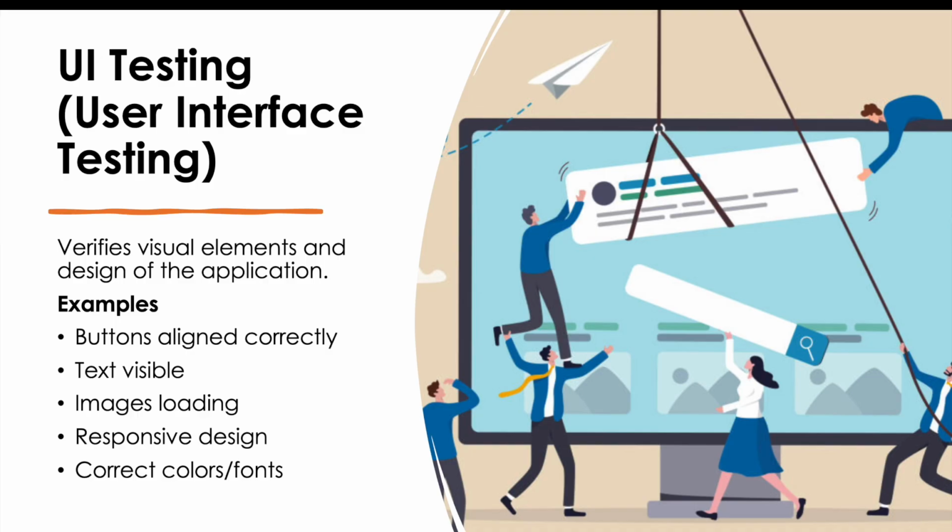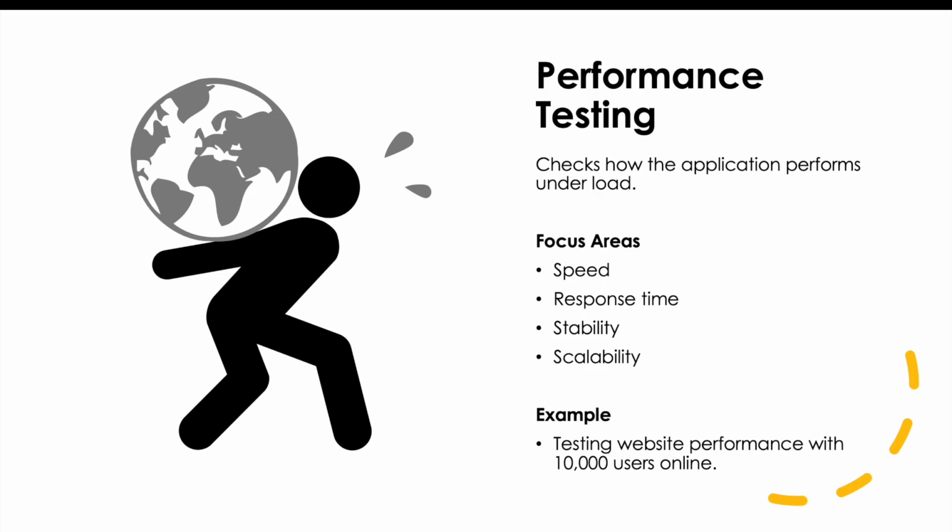UI testing, which is user interface testing, verifies visual elements and design of the application. For example, buttons aligned correctly, text is visible, images are loading, the design is responsive, and the colors and fonts are correct. Performance testing checks how the application performs under load. It focuses on areas like speed, response time, stability, and scalability. An example is testing a website's performance with 10,000 users online.